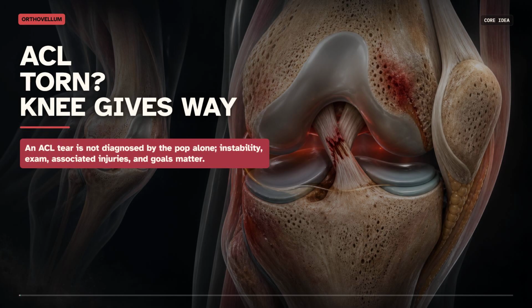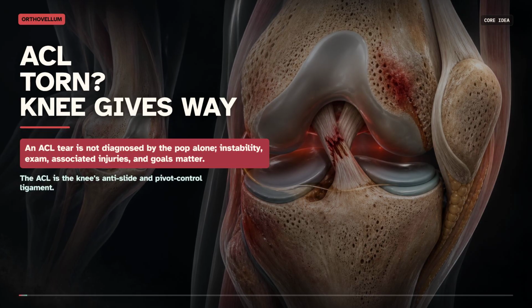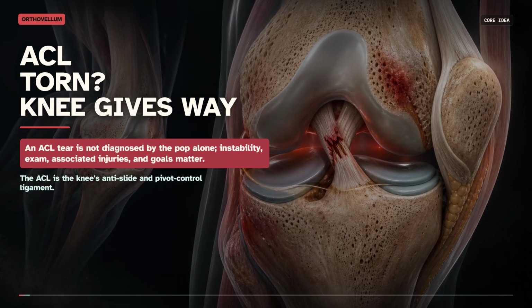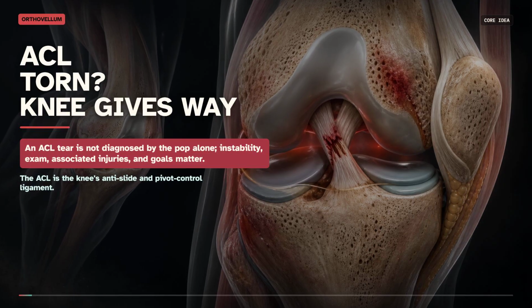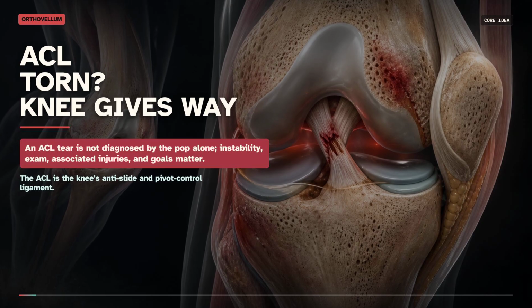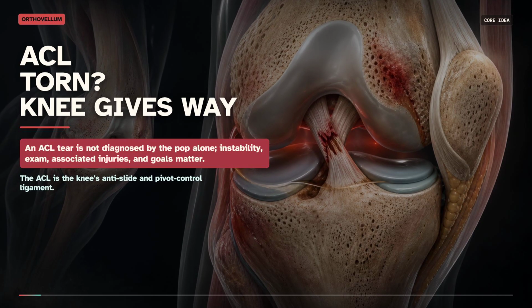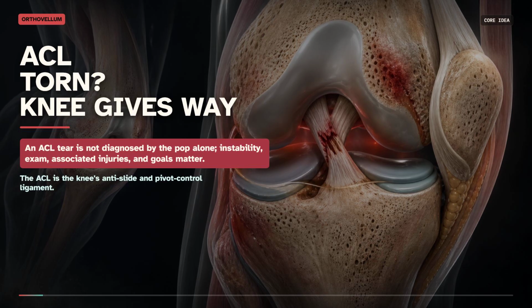Today, we are going to make ACL tear simple without making it shallow. The ACL is the knee's anti-slide and pivot control ligament. The common trap is this: an ACL tear is not diagnosed by the pop alone. Instability, exam, associated injuries, and goals matter. By the end, a patient should understand what is happening, and a resident should know what decisions matter.